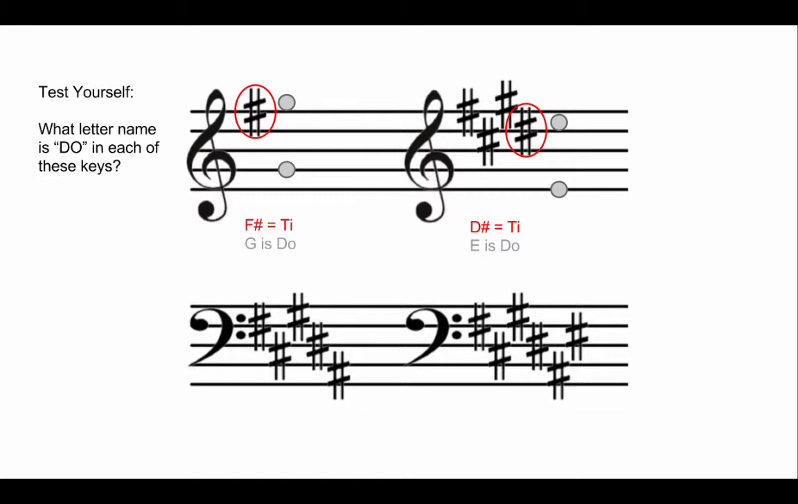In the lower left-hand corner, the five-sharp bass clef exercise. The last sharp is A sharp. A sharp is ti, and B is do.